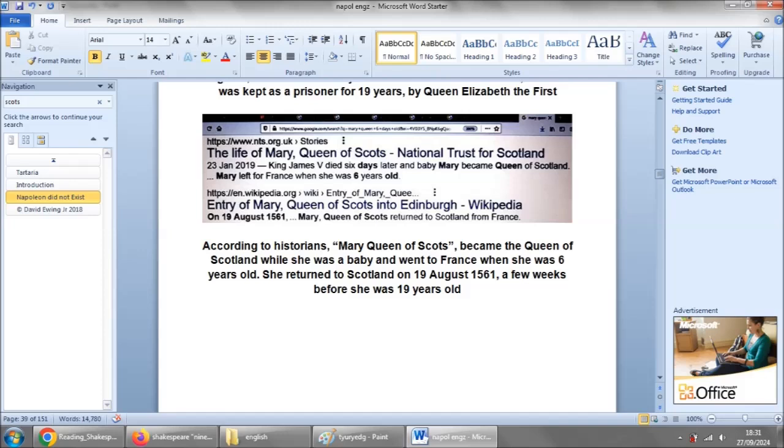But what do we know about Mary, Queen of Scots? Please tell us. According to historians, Mary, Queen of Scots, became the Queen of Scotland while she was a baby and went to France when she was 6 years old. She returned to Scotland on the 19th of August 1561, a few weeks before she was 19 years old.